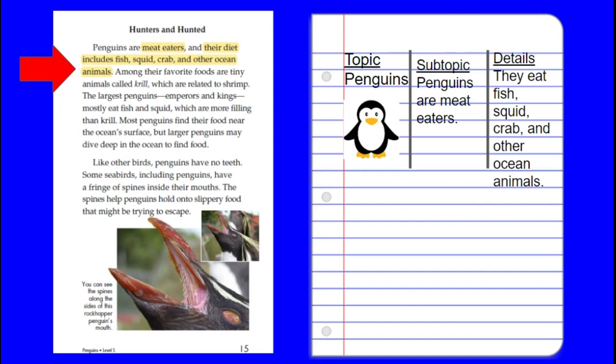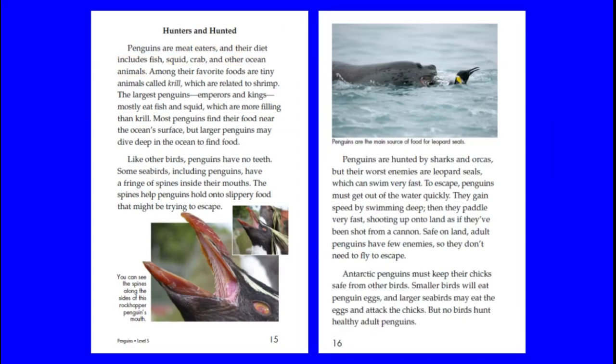So how do I know that they're meat eaters? Well, they eat fish, squid, crab, and other ocean animals. That helps me to understand that they are meat eaters. Okay, now let's take a peek at the second paragraph.